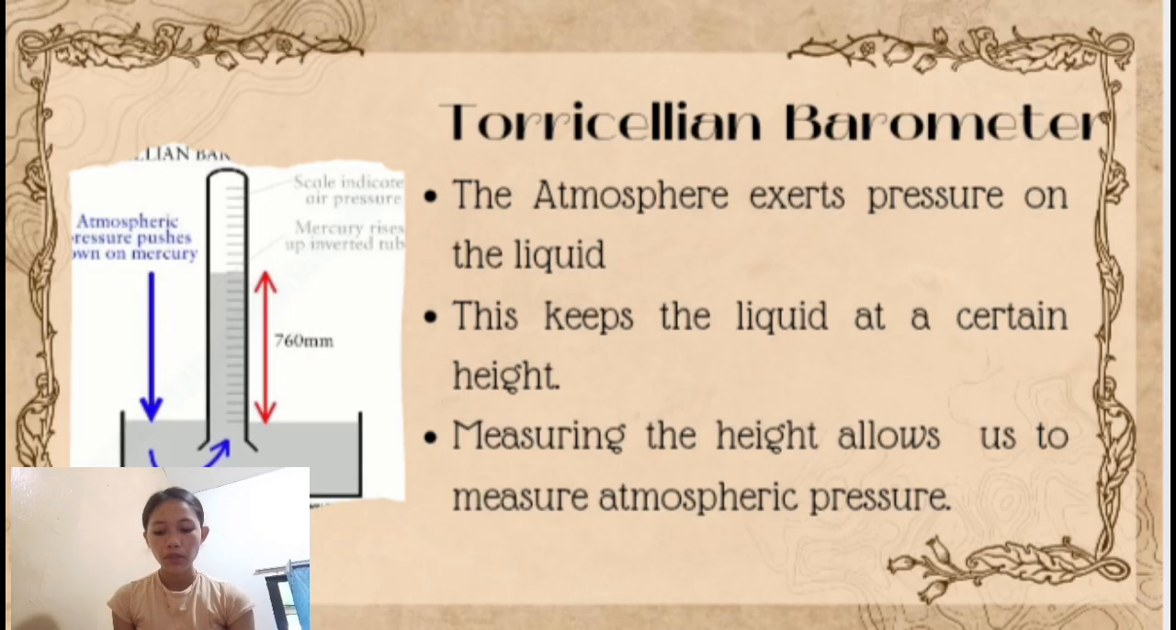In a Torricellian barometer, the atmosphere exerts pressure on the liquid, wherein the atmospheric pressure pushes down on the mercury, allowing the mercury to keep the liquid at a certain height, which is 760 millimeters of mercury. If converted into meters, it will turn into 0.76 meters, which is also equivalent to 1 atm of pressure. This allows us to measure atmospheric pressure using atmospheres and millimeters as units of pressure.